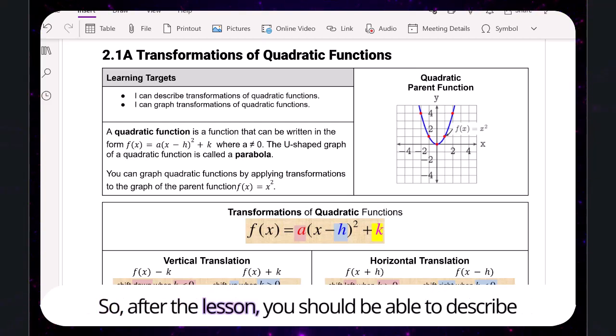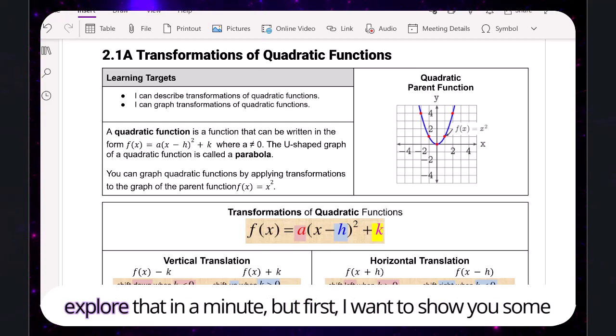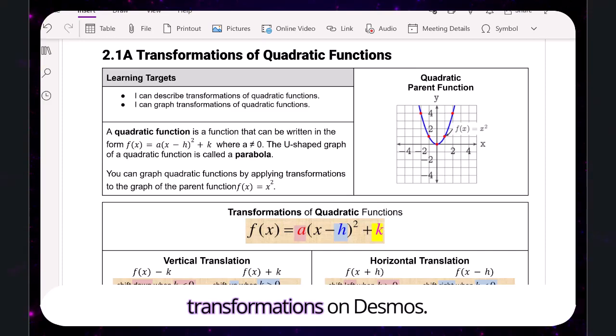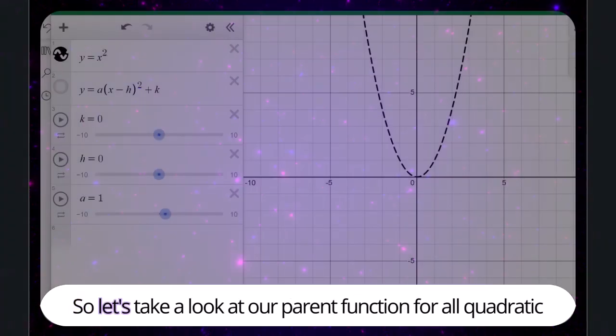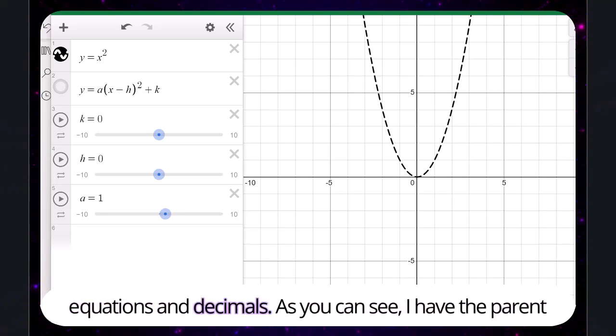After the lesson, you should be able to describe transformations of quadratic functions, and you can graph transformations of quadratic functions. We're going to explore that in a minute, but first, I want to show you some transformations on Desmos. So let's take a look at our parent function for all quadratic equations in Desmos.